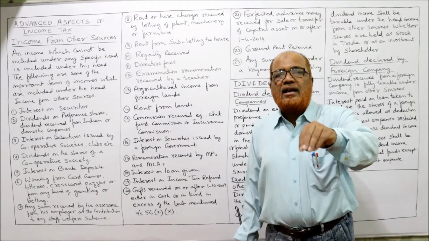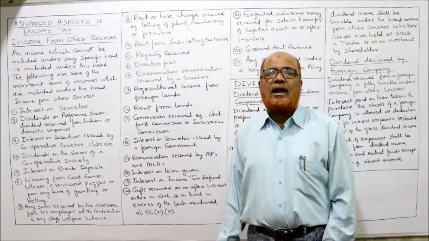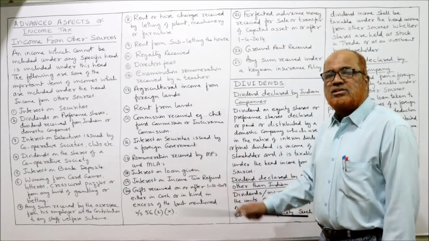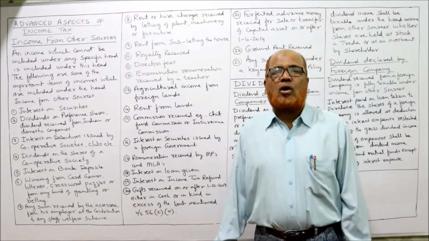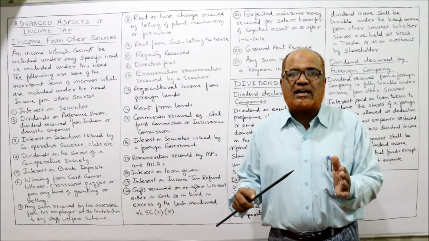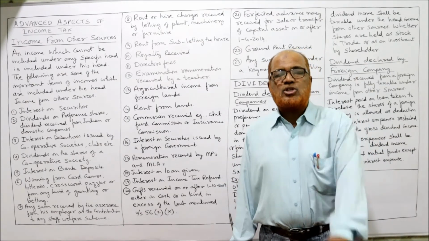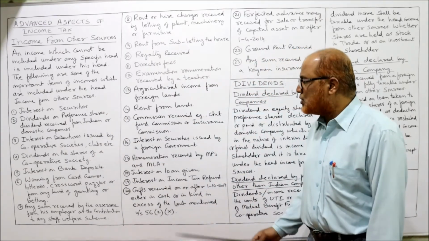If the open land is given on rent, the rent received from open land is taxable under income from other sources. Commission received. Some people will get commission on chit funds or from insurance companies. An insurance agent will get the commission from the insurance company. So this commission received is also taxable under income from other sources.